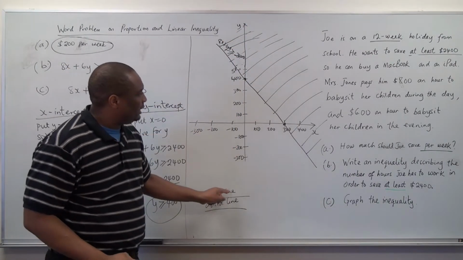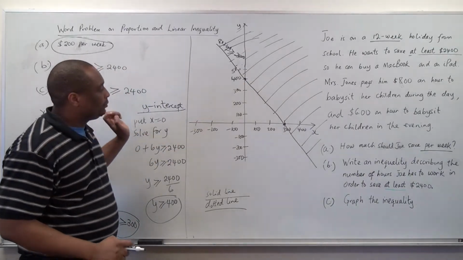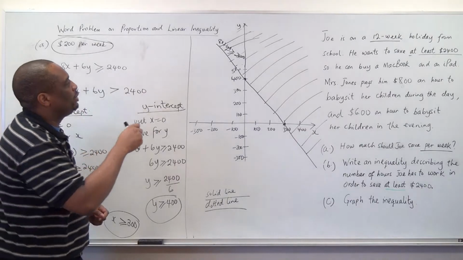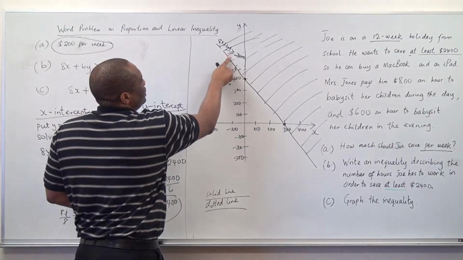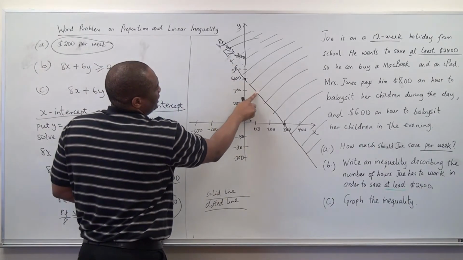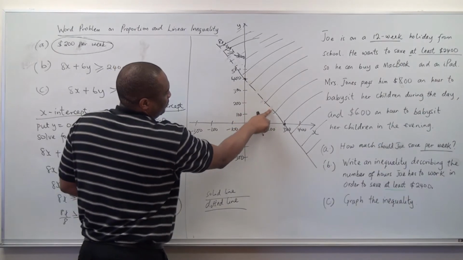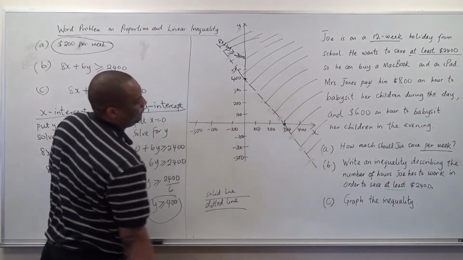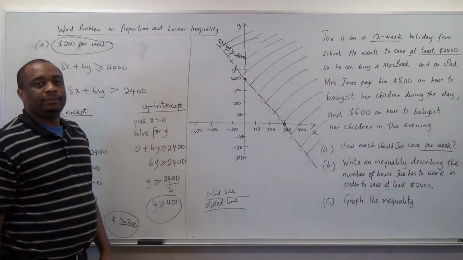Now, this is a solid line because of the equal sign. But what if there was no equal sign? Then that means you use a dotted line. If there was no equal sign, make it a dotted line. You see what I did now? If there's no equal sign, you make it a dotted line.